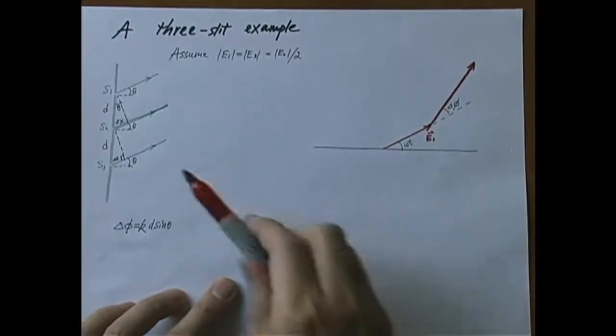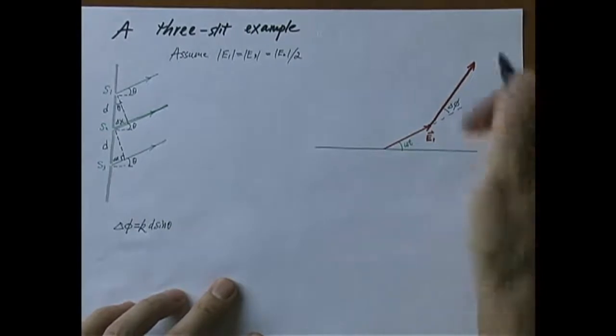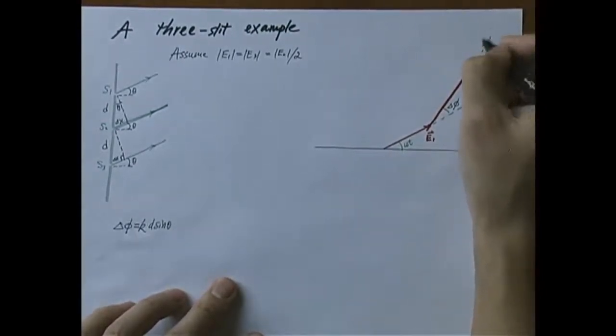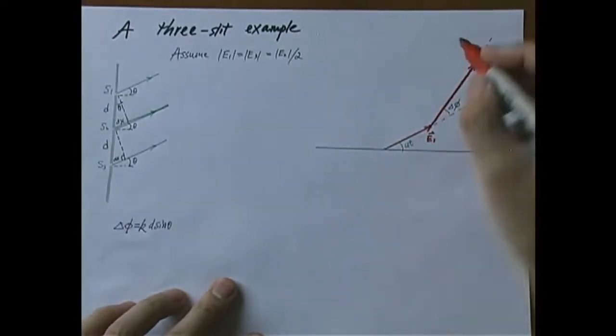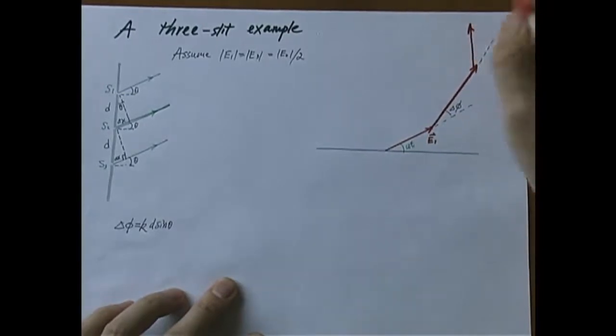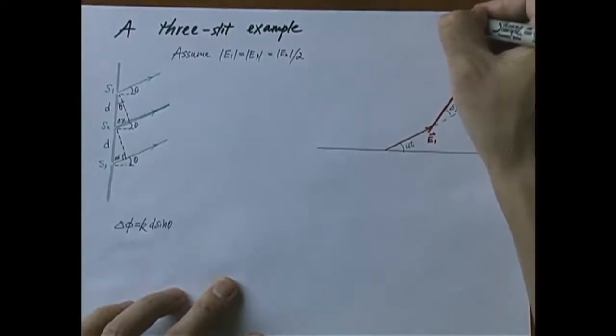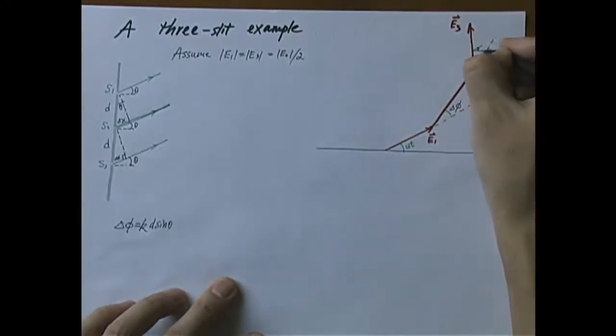That brings us to the third phasor. How do you draw the third phasor? You take the second phasor, this reference direction, and you turn another delta phi. It's got the same length as E1, so it goes that way. That is E3. So this is E2, and this is E3. E1 and E3 have the same length, and E2 is twice as long. This angle is also delta phi.